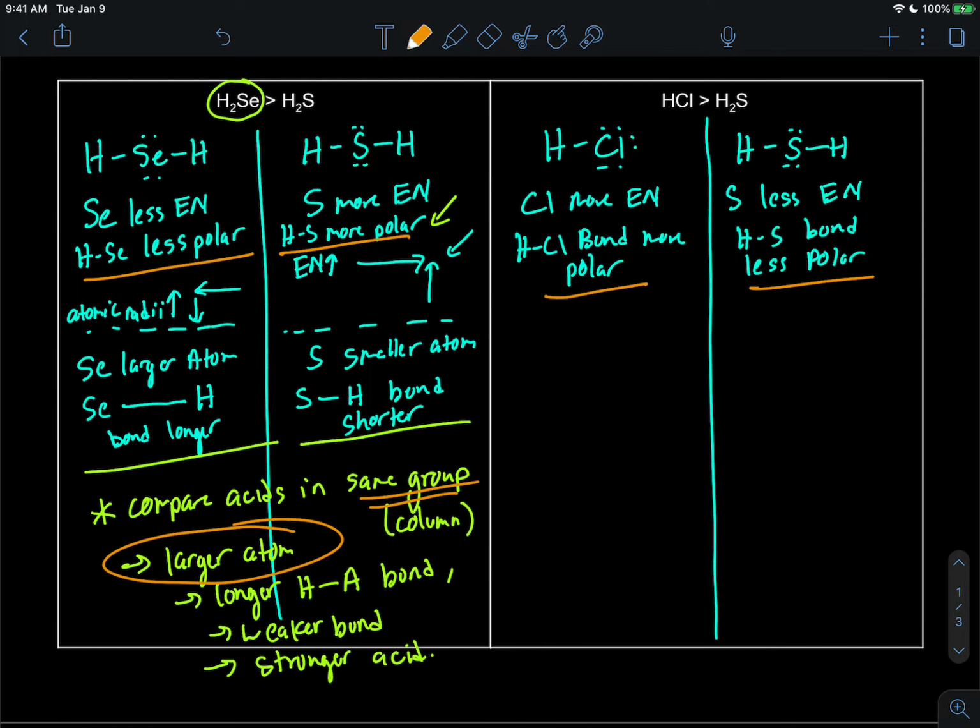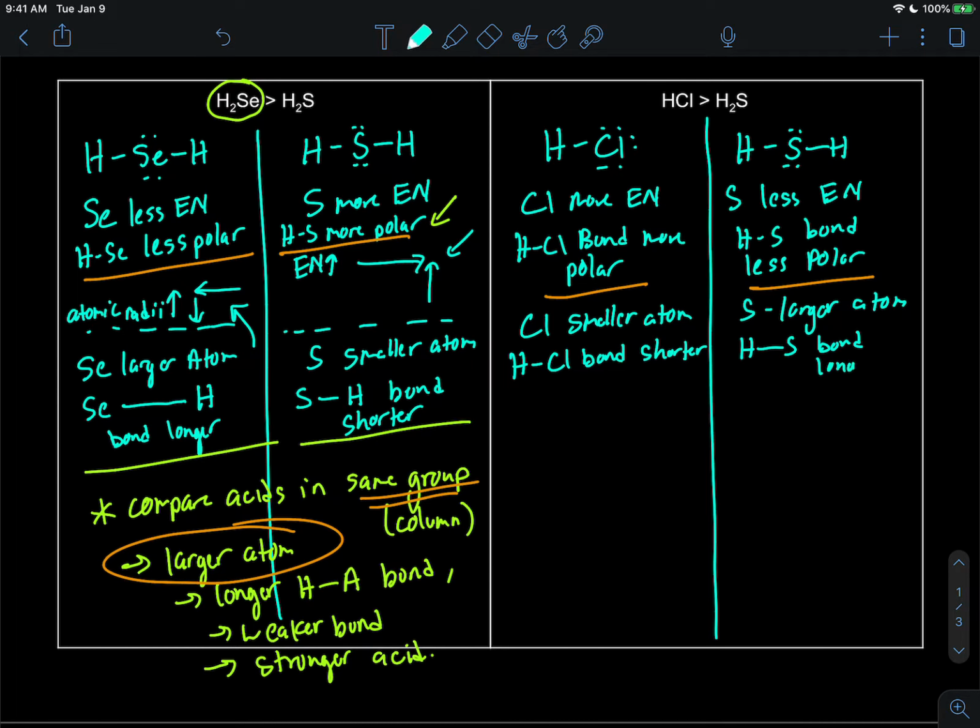Now let's go back and look at size. Again, if we look at our trend here, what we would notice is that chlorine is further to the right, so it is smaller. So chlorine is a smaller atom. Sulfur is a larger atom. And what does that mean for us? That means the hydrogen-chlorine bond is shorter, whereas the hydrogen-sulfur bond is longer. So again, now we have these two observations about the size and polarity of our bonds.